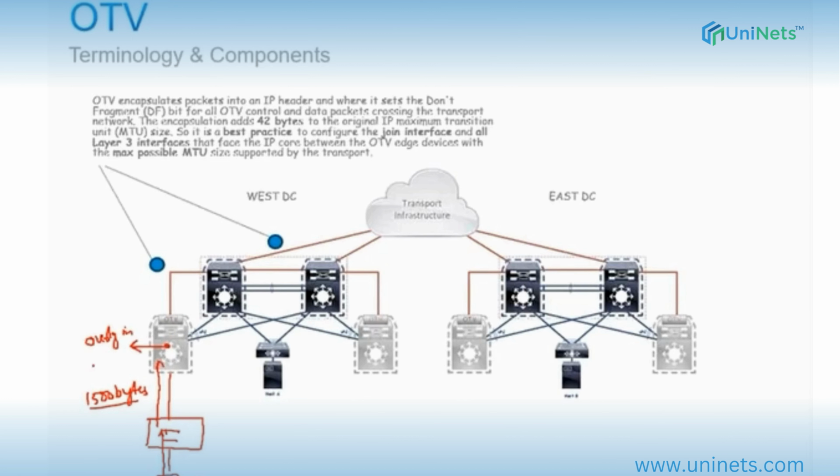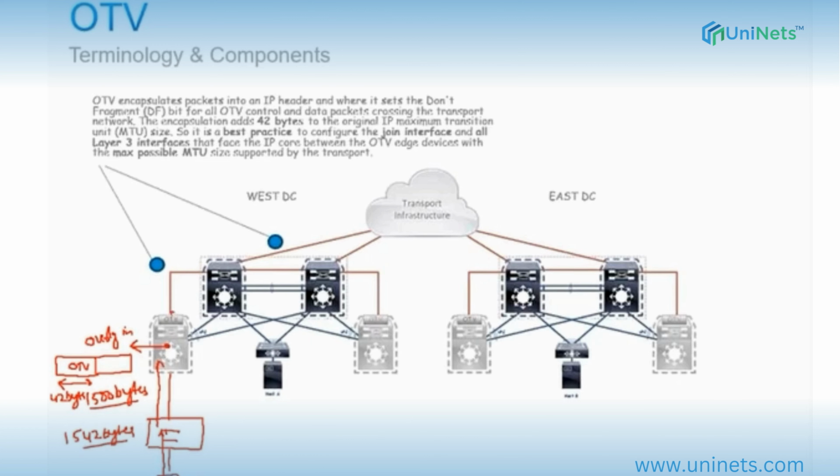what happens to your Ethernet packet? Your OTV header applies. This header is of 42 bytes. So the size of your traffic is 1542 bytes.